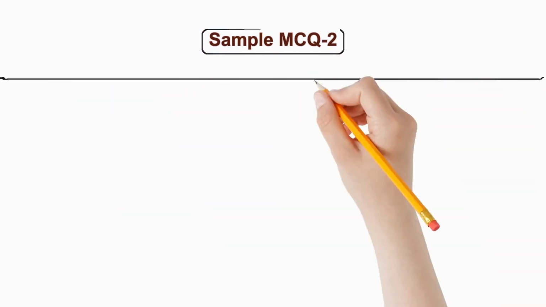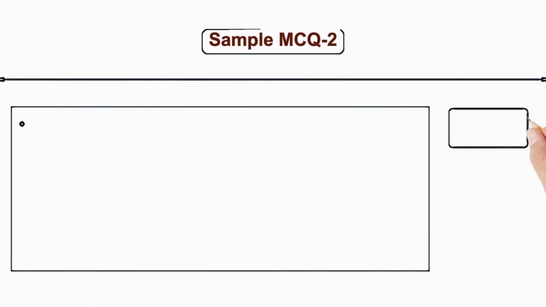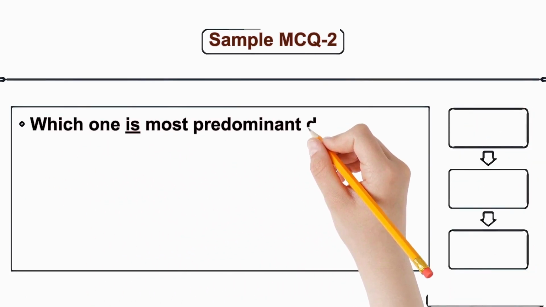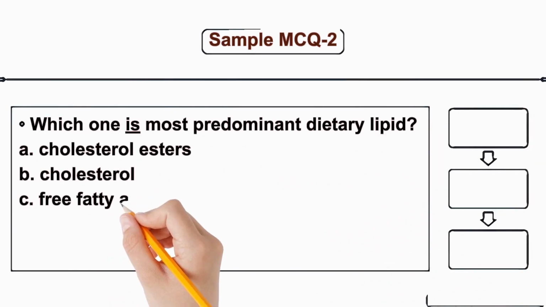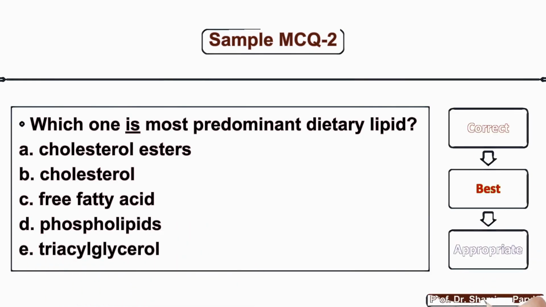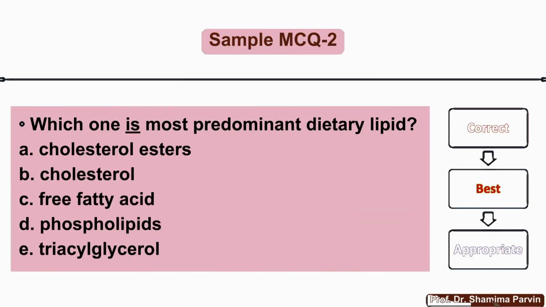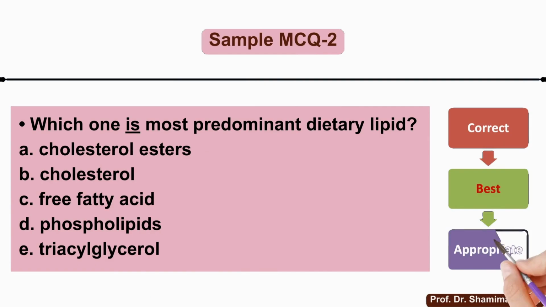Since we have discussed some core concepts, let's now go through another sample MCQ. In this sample question, notice the word "is". Although all of the options are dietary lipids, you'll have to choose the single best answer in this case. So the correct answer would be triacylglycerol.